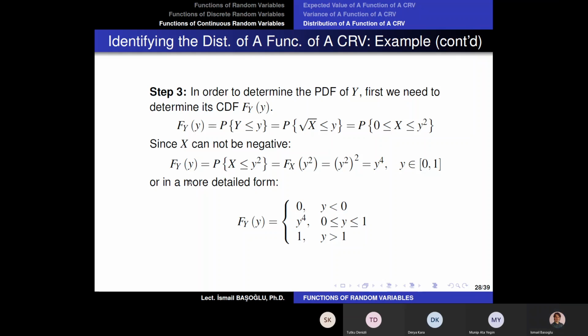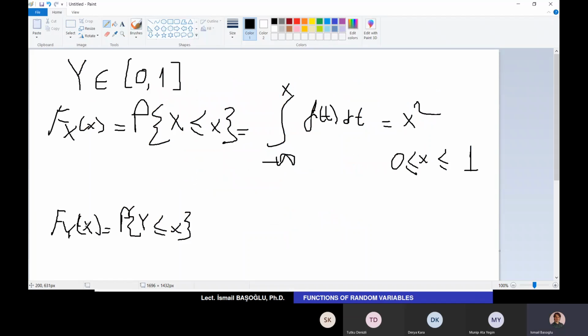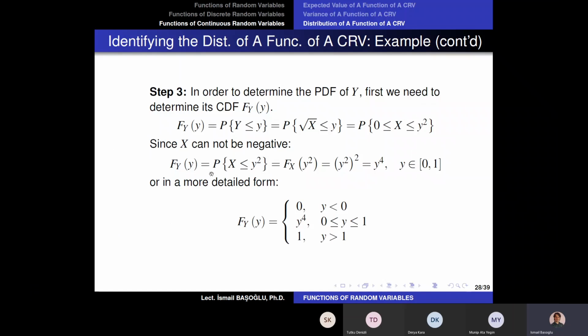Now, as you see here, it has written x instead of y. Okay, let me erase that x here. So instead of x here, we write y, for simplification purposes, maybe. So F_Y of y is equal to what? It is equal to the probability of random variable X being less than or equal to y squared, right?